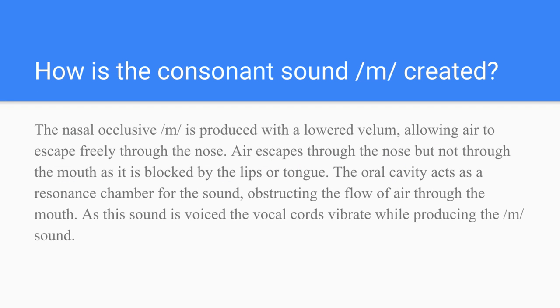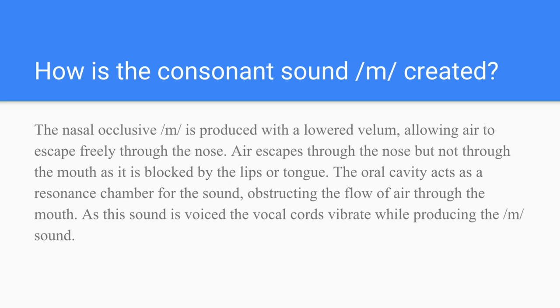Now you may be wondering, how are consonants produced? Well, let's dive into the consonant sound M and its creation. The nasal occlusive is produced with a lowered velum, allowing air to escape freely through the nose. Air escapes through the nose, but not through the mouth, as it is blocked by the lips or tongue. The oral cavity acts as a resonance chamber for the sound, obstructing the flow of air through the mouth.